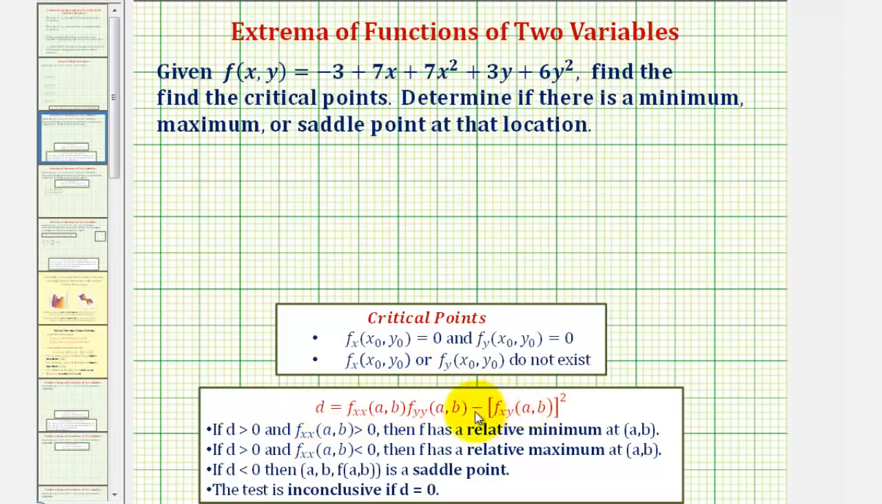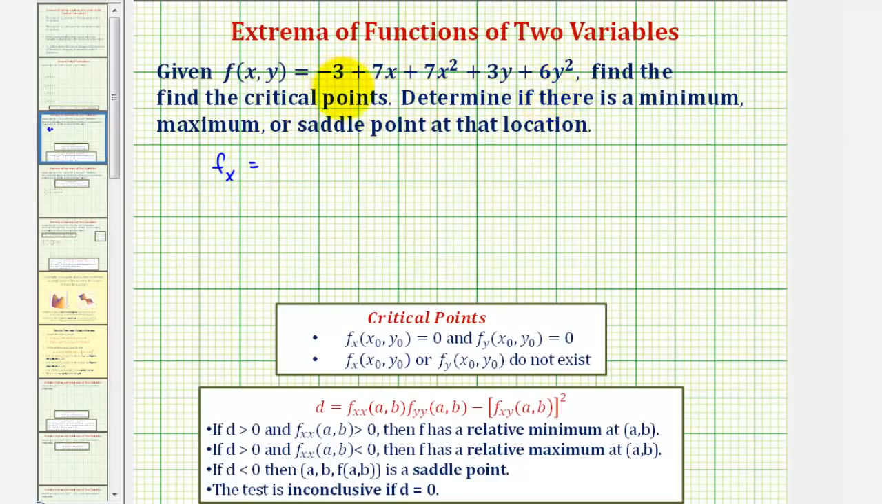Then once we find the critical points, we'll use the second partial derivatives and determine the value of d here. Then based upon the sign of d and the sign of the second partial with respect to x, we can determine whether we have a relative min, relative max, or saddle point at that critical point. Let's begin by determining the first partial derivatives. So for the first partial with respect to x, we'll differentiate with respect to x, treating y as a constant.